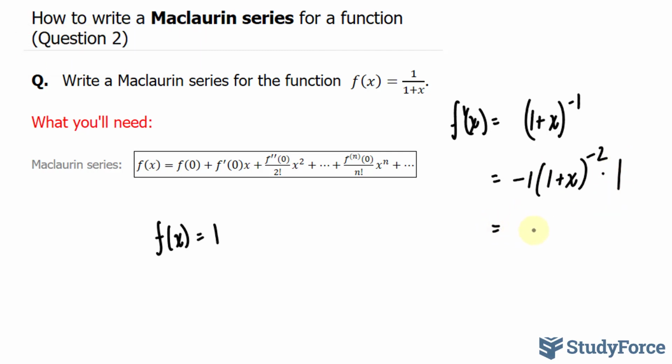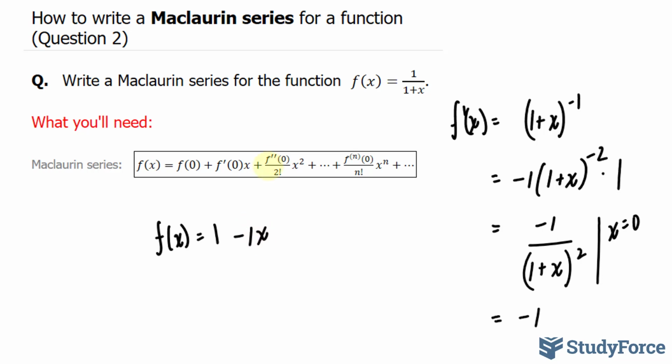This gives me negative 1 at the top, and at the bottom 1 plus x raised to the power of 2. I have to evaluate this at 0, so at x is equal to 0, I end up with negative 1 over 1 plus 0 to the power of 2. That's negative 1. So we have negative 1x.